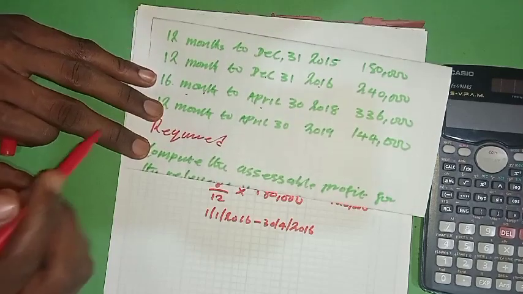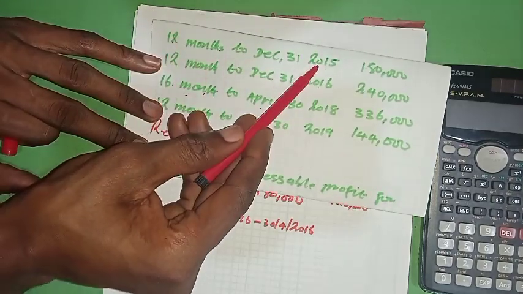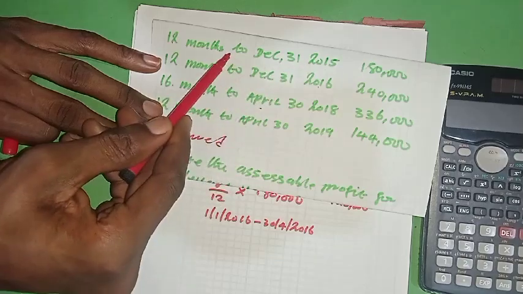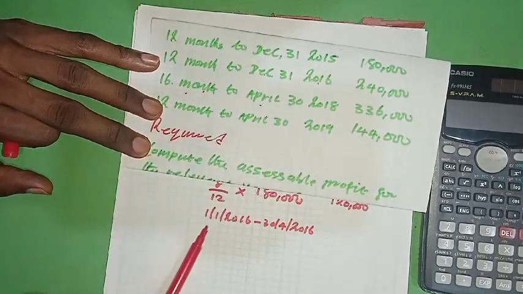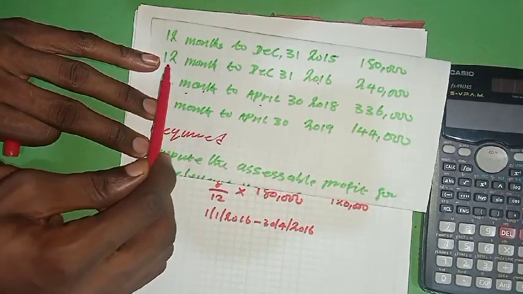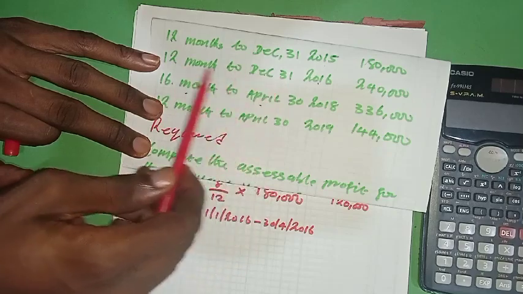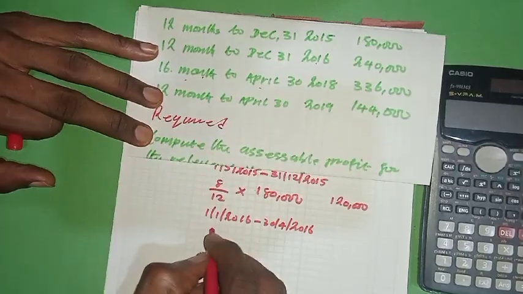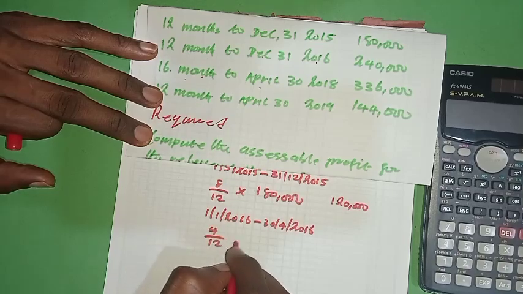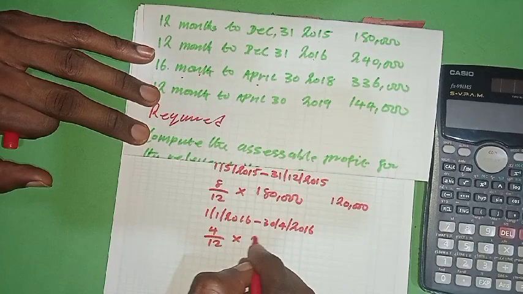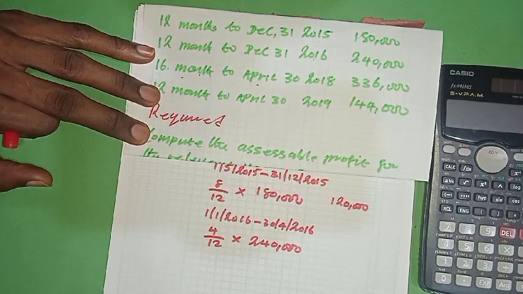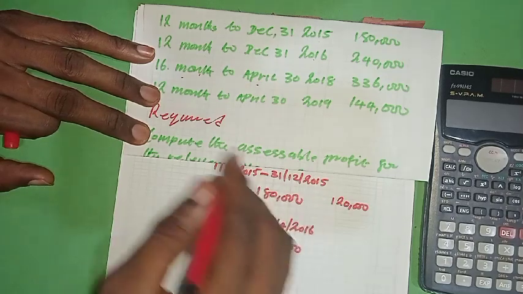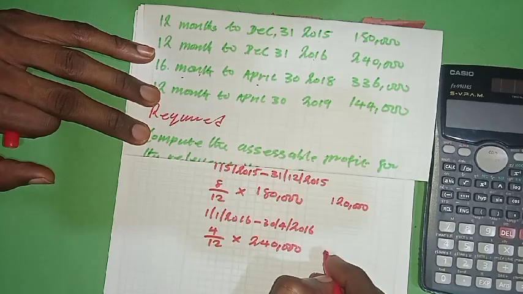Right? Now, where can we see that? 215, we've exhausted it from May to December. Now, 216, you find out that it's 12 months. And we're looking for January to April, which is inside here. So that is 4 divided by 12 times 240. 4 divided by 12 times 240 will give you 80. Yes, will give you 80,000.